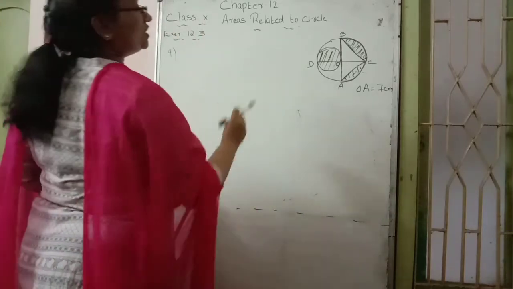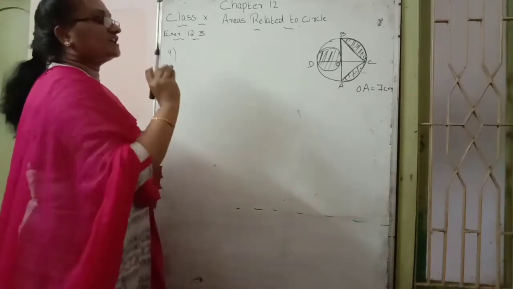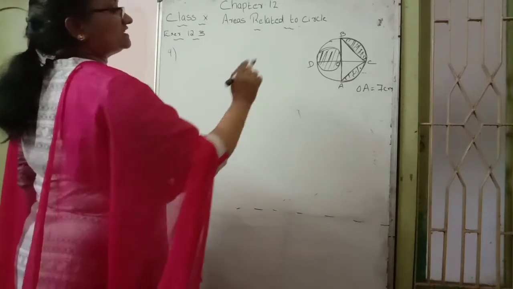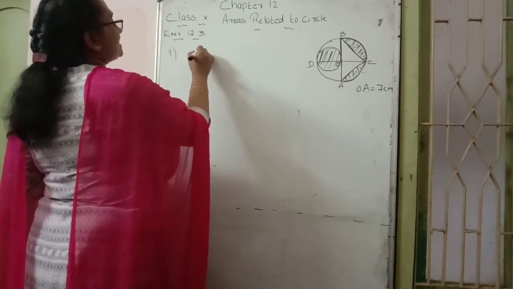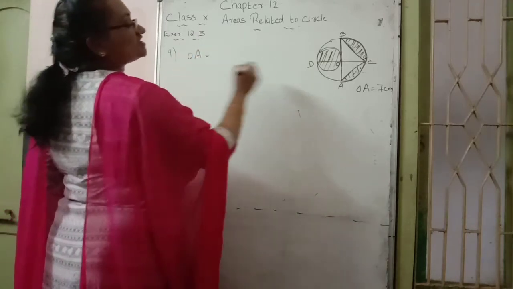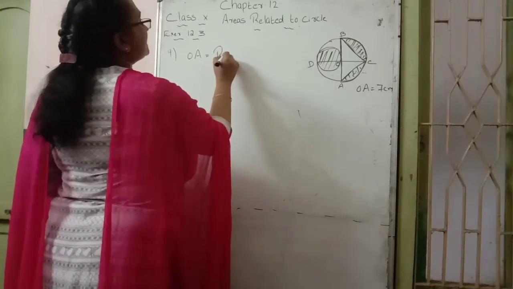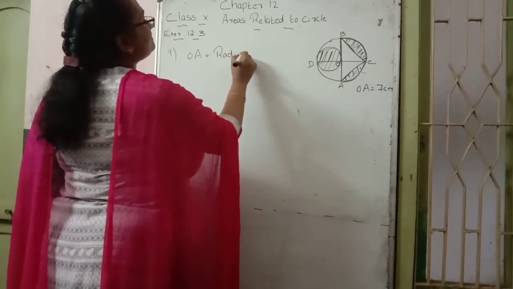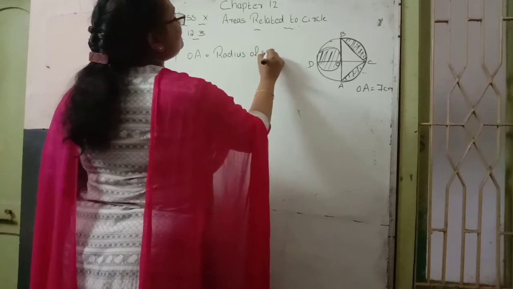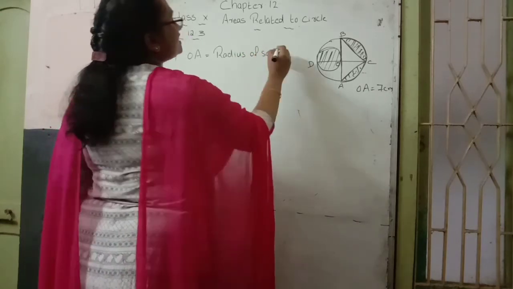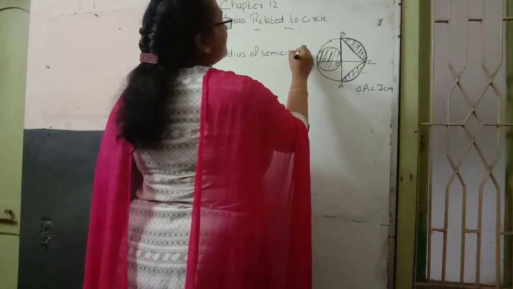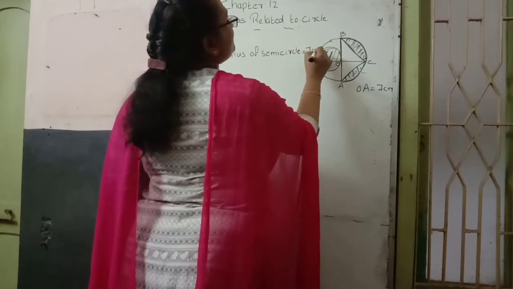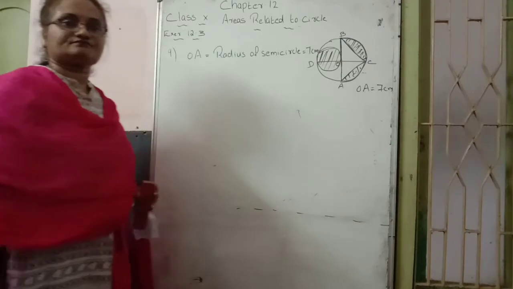So we go through the information they have given. OA is equal to the radius of our semicircle. The OA portion is the radius of the semicircle, and it is given as 7 centimeters.